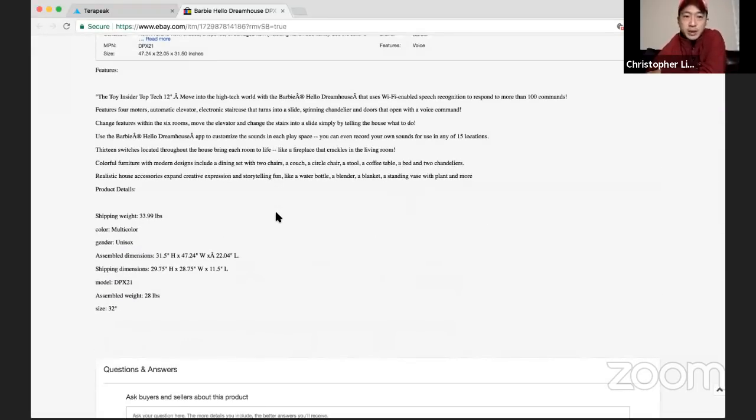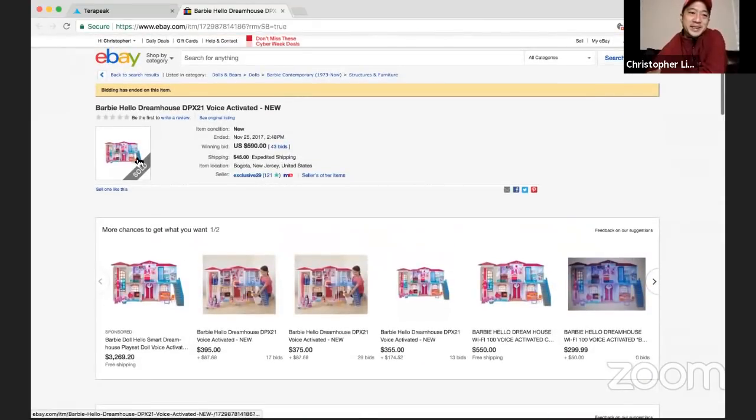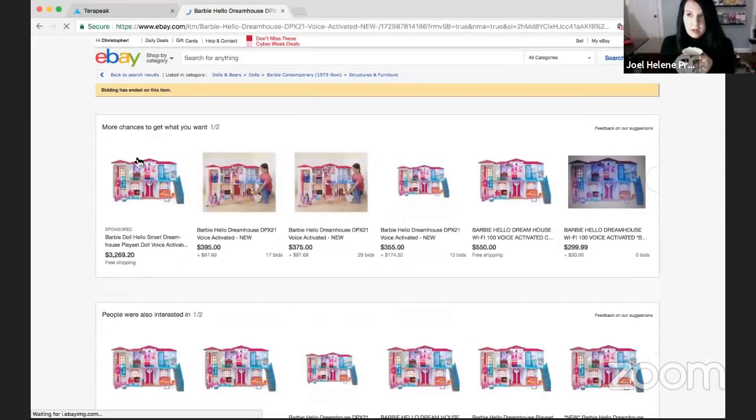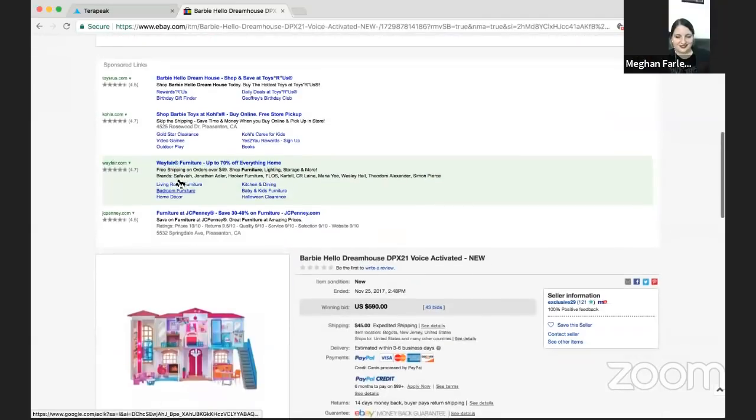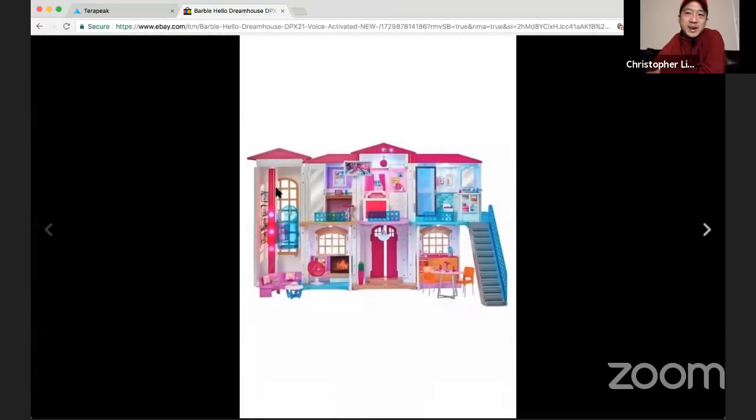So yeah, 34 pounds. Jeez, that's crazy. Holy crap, Barbie. That's in the box. It's only 28 pounds out of the box. Only. You would know. Wow, look at this thing. Crazy.